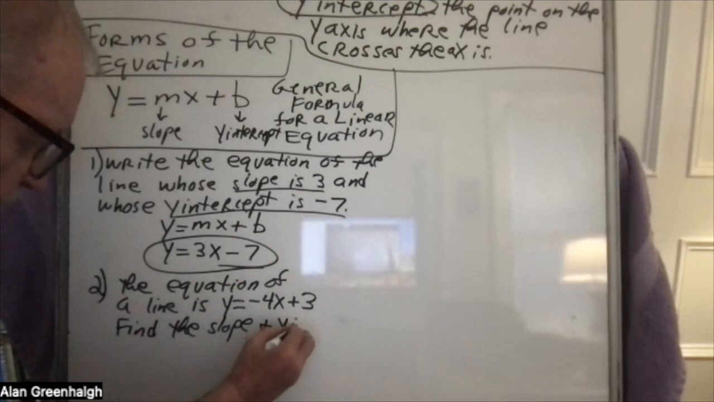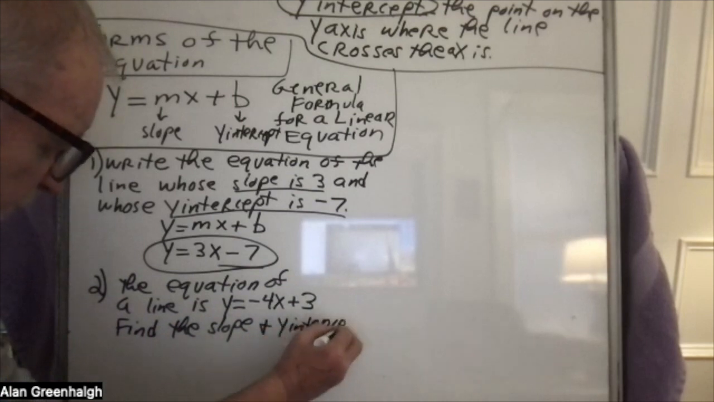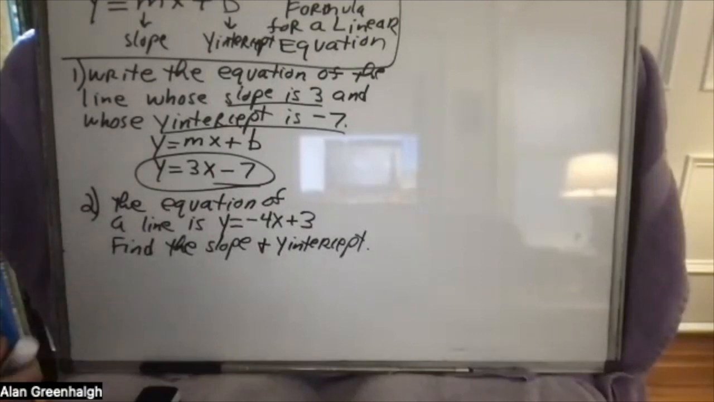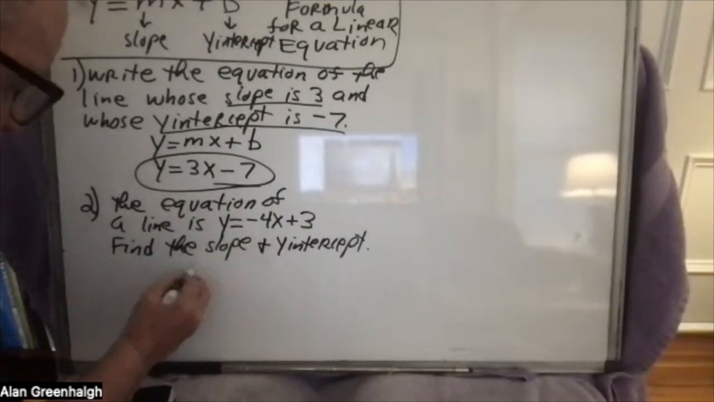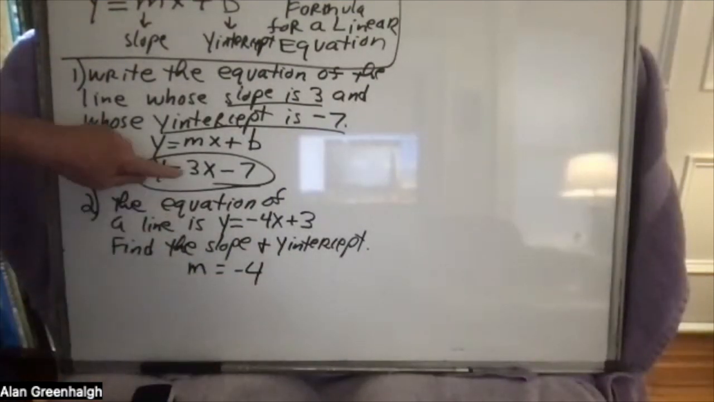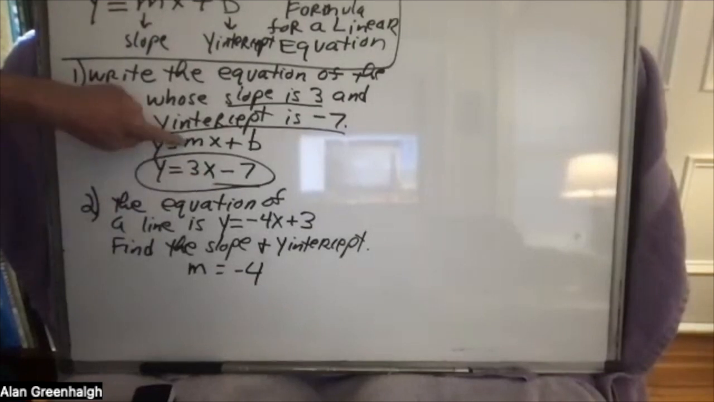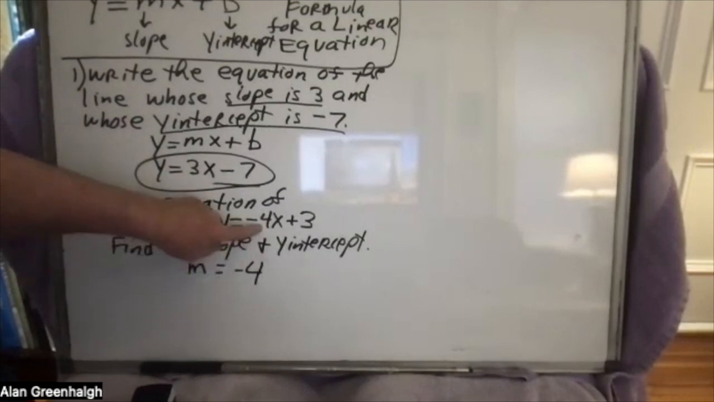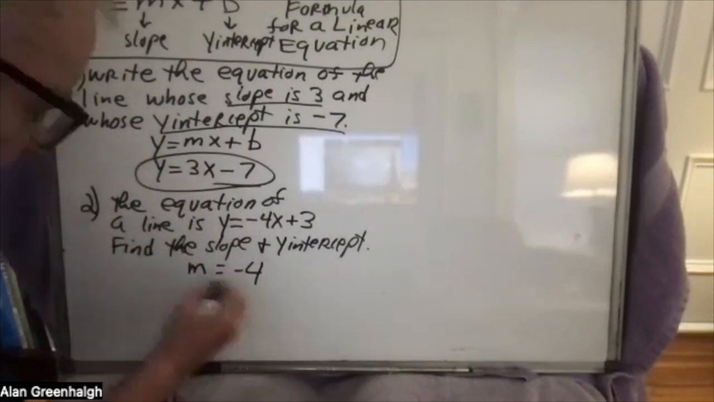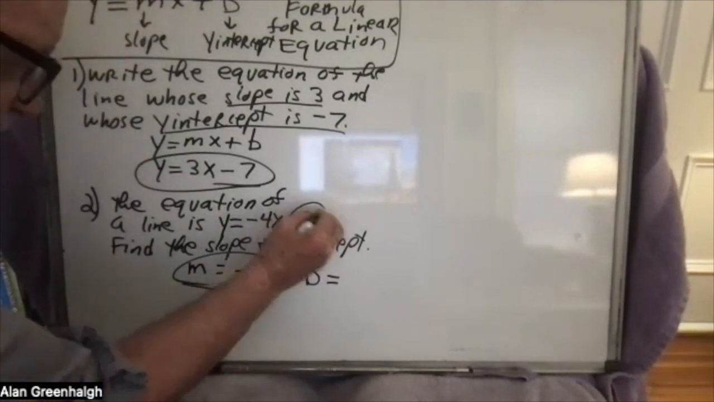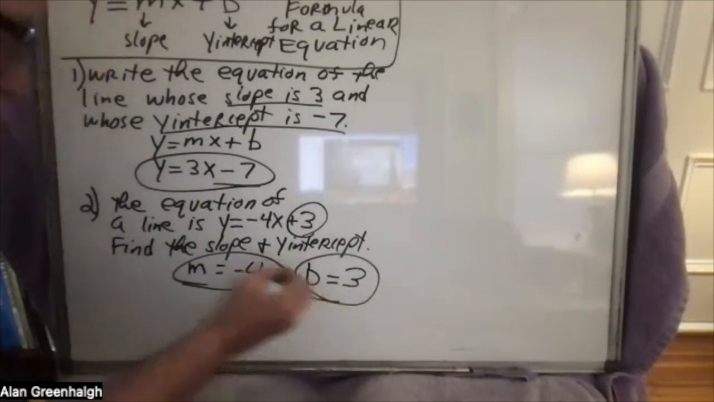And the y-intercept. And again, I'm going to give you a few moments to take a look at that problem. And again, that's pretty straightforward as well, because the slope m is equal to the number in front of x. That's the m. So the slope here was 3. The slope here is -4. That's the slope. And the y-intercept would be this number. So that would be equal to 3.